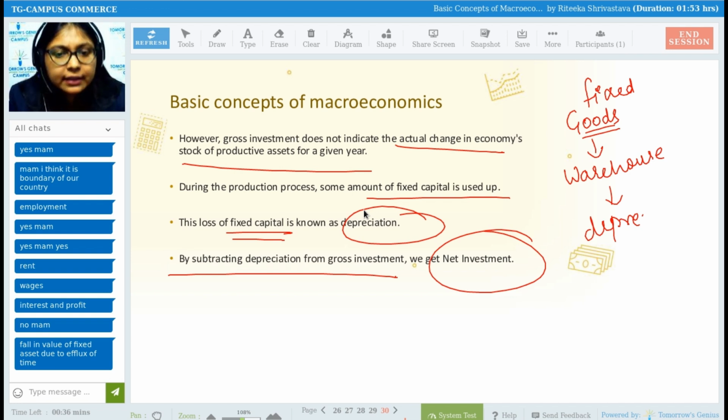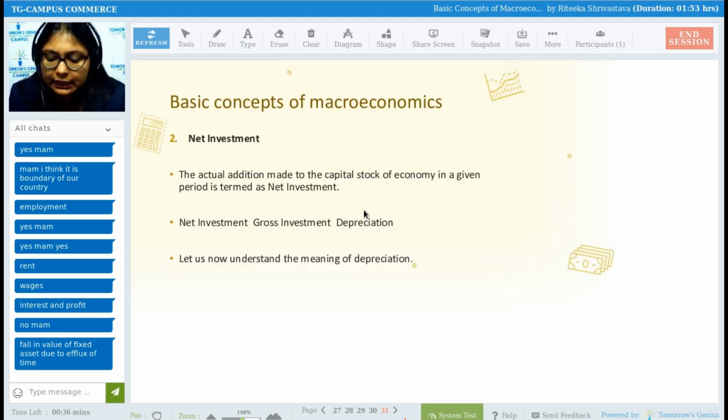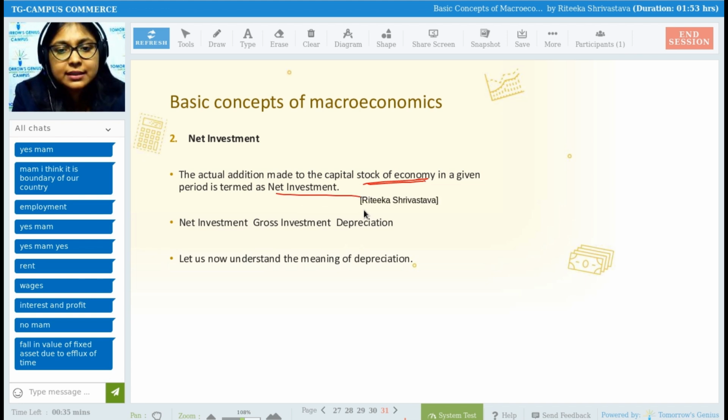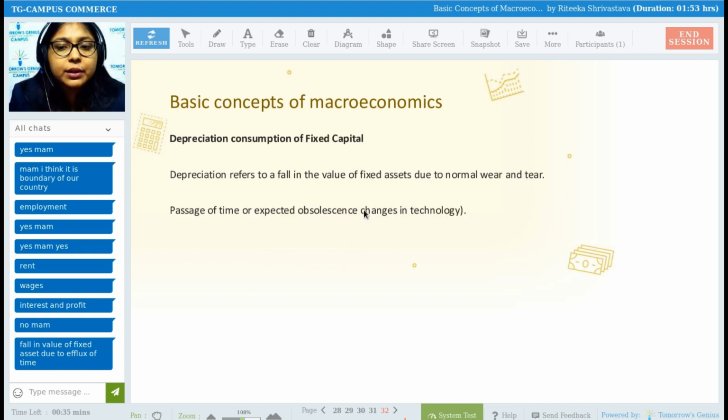By subtracting the depreciation from gross investment, we get net investment. The actual addition made to the capital stock in the economy in the period is termed net investment. Gross investment minus depreciation is equal to net investment. Three important terms. Now they have explained what depreciation is in a detailed manner.